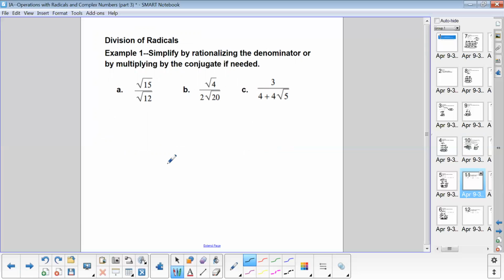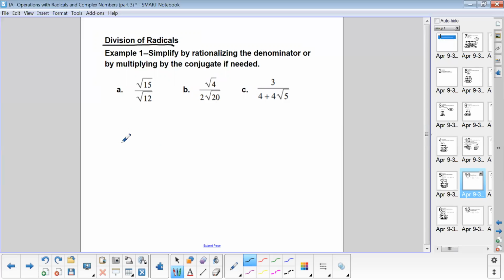Now, the conjugate that I mentioned will be used here on C because this is an a plus b format. So we will use conjugates when we are rationalizing. And here we're looking at division of radicals. So it's not simplified form if you have a radical in the denominator.